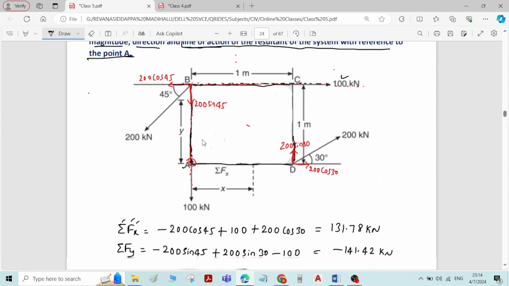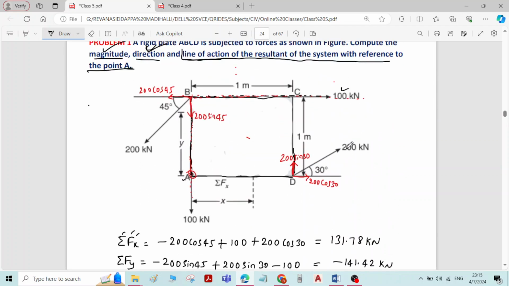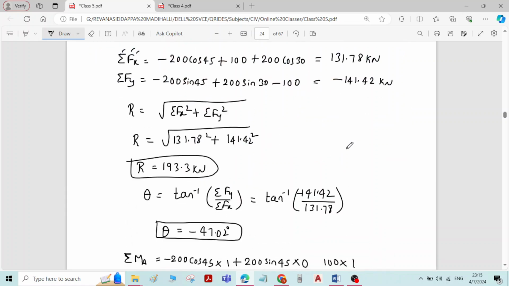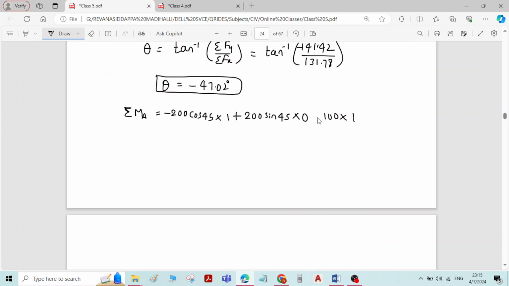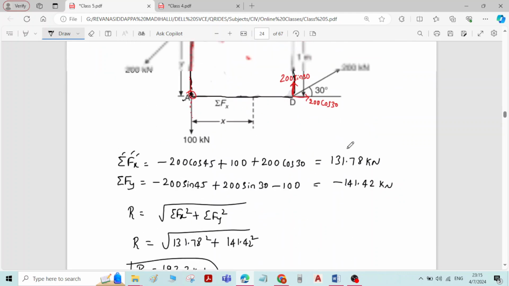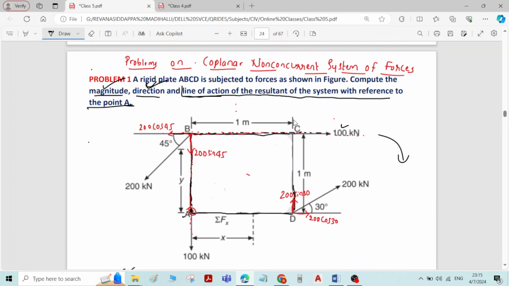So 100 into 1 meter, and coming to the sign about point A, as in, the plate is free to rotate about point A. It is hinged at point A. So at corner C, if you apply a rightward force of 100 kilonewton, how will the plate rotate? It will rotate in clockwise direction. So sign will be plus. Now the moment of the 100 kilonewton force is over.